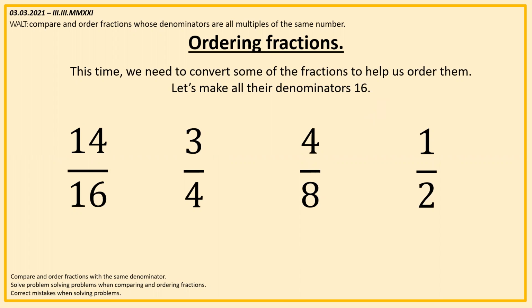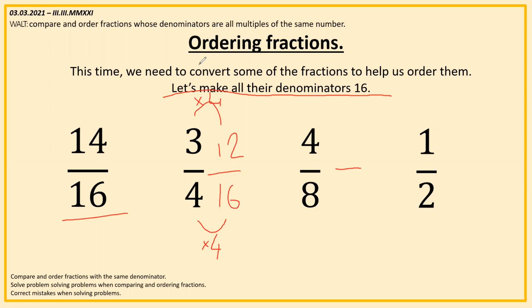So here we've got some fractions where the denominators are different, but they do have common multiples, and that is what we need to work with. We're going to be doing some converting. So this statement here says, let's make all their denominators 16. So we've already got 14/16, and we need to make the rest of them with a denominator of 16. So starting with 3/4, how do we get from 4 to 16? We multiply it by 4. So we do the same to our numerator. 3 times 4 is 12.